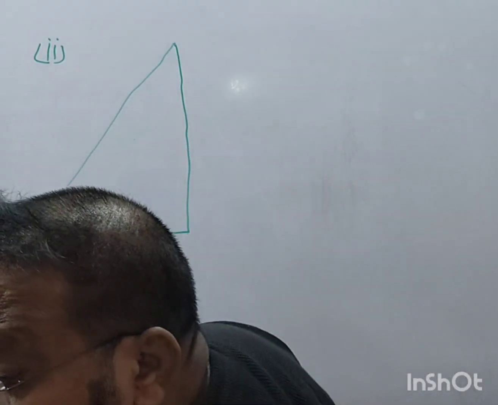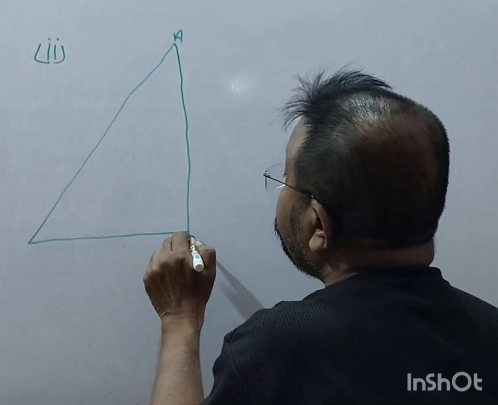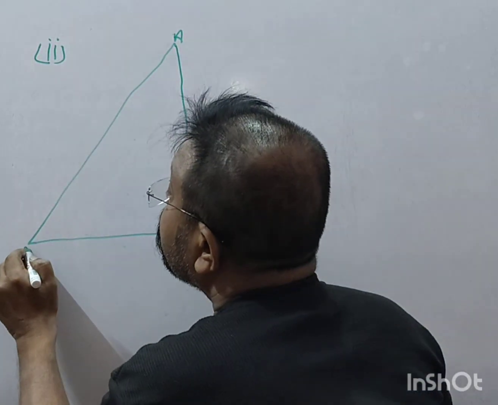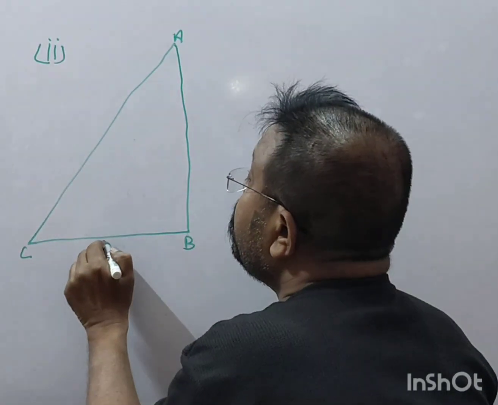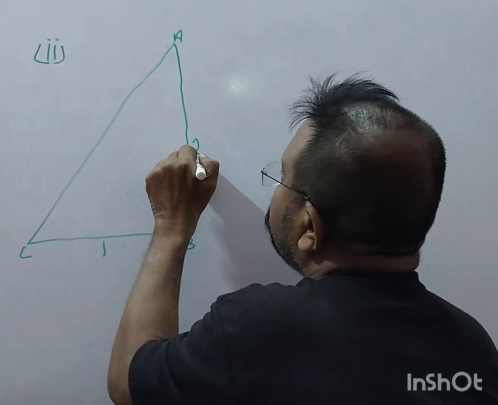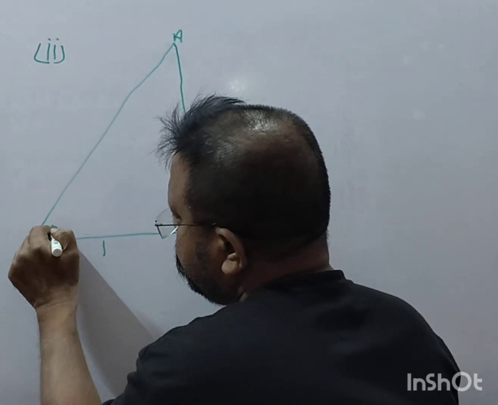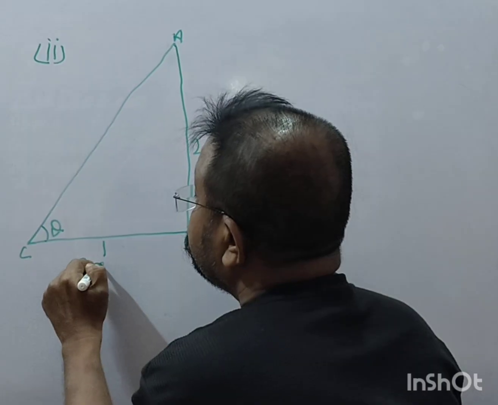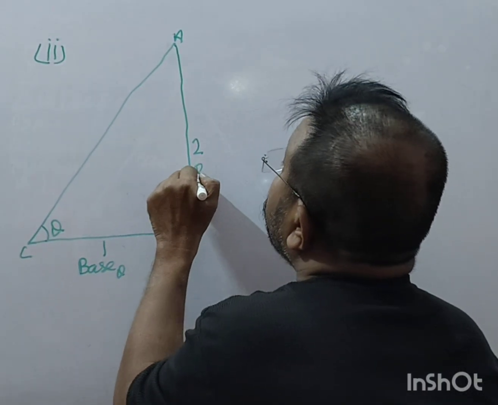Yes, sir. A, B, C. This is 1 and 2. Right? This is angle theta. So this is base for theta. And this is perpendicular.